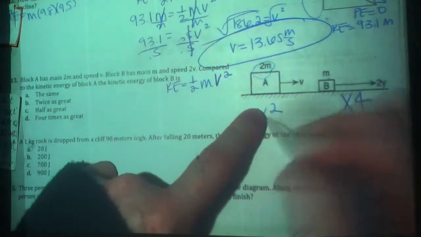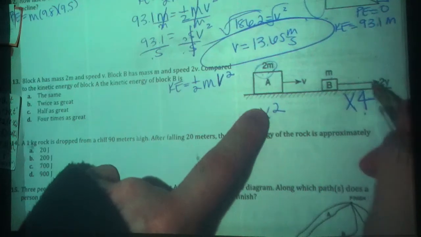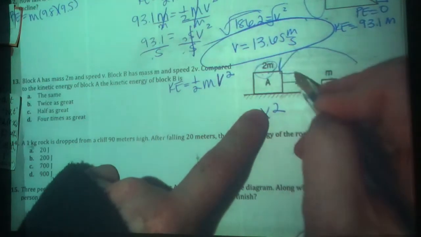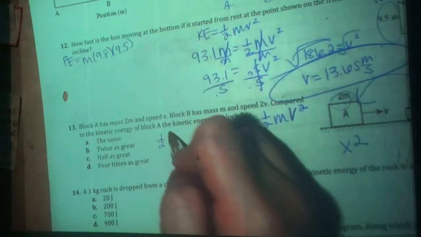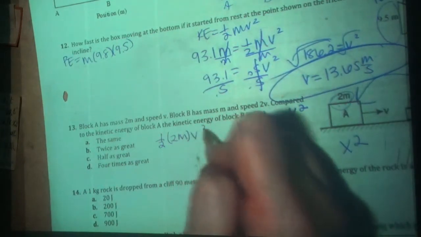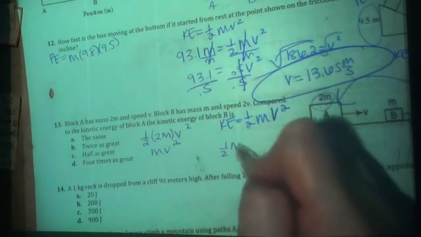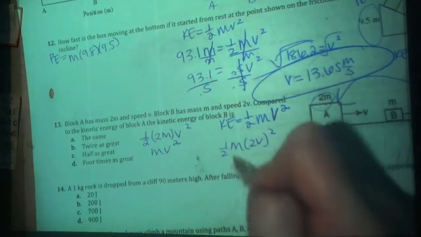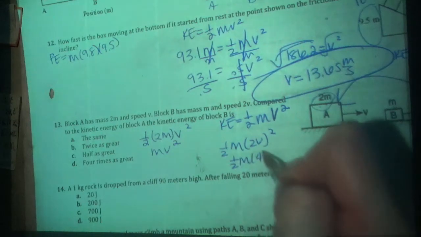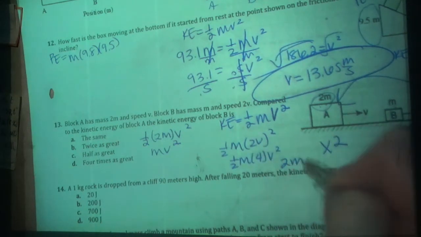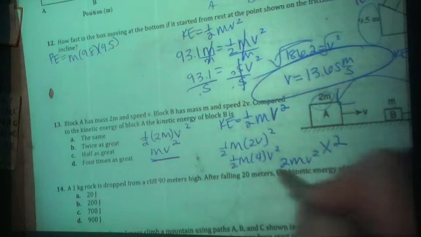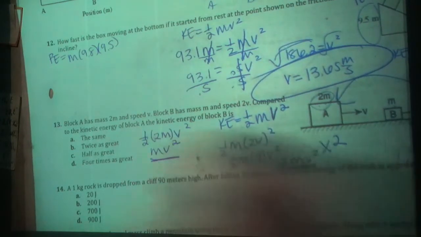So if I'm doubling this one and quadrupling this one, then this one is twice as big as this one. You can also think about it by plugging in. 1/2 times 2m times v squared gives me just mv squared. Here you plug in 1/2 mass of m times 2v squared, which gives me 1/2 m times 4v squared, which is 2mv squared. If you have mv squared and 2mv squared, then this one is twice as great.